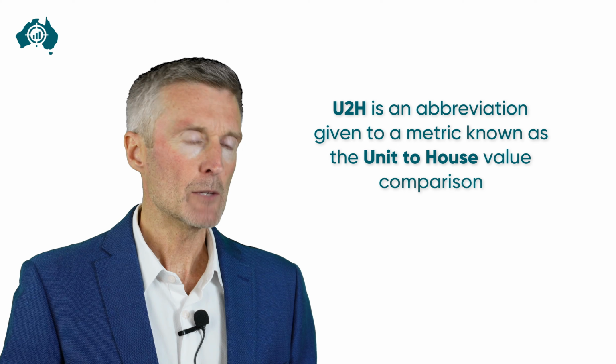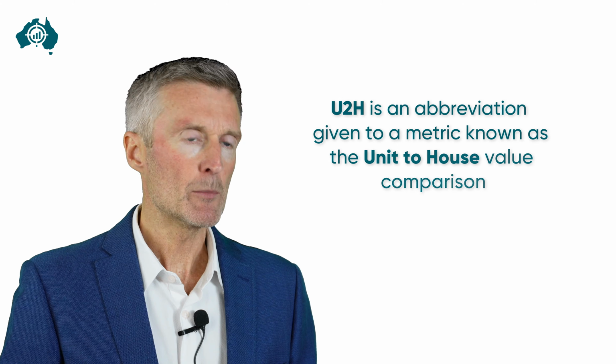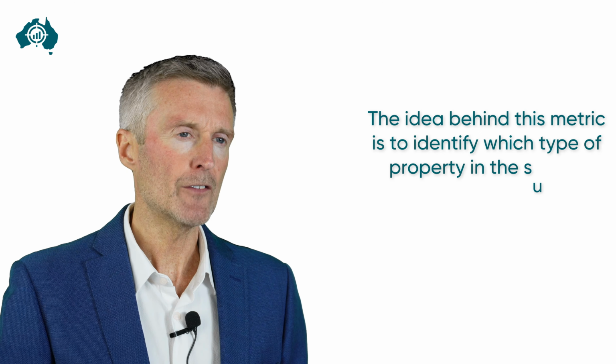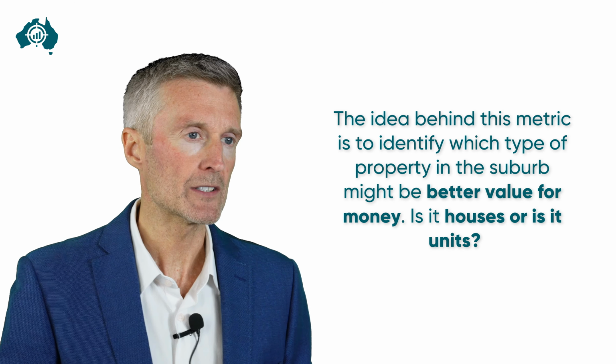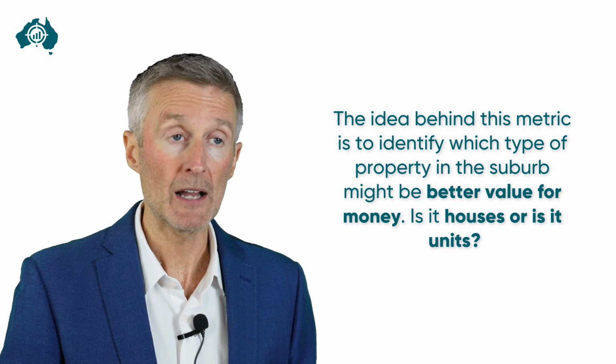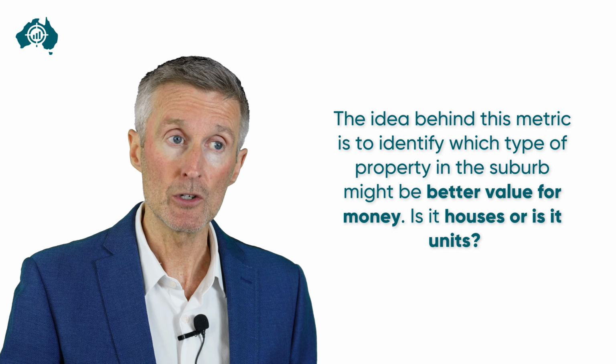U2H is an abbreviation given to a metric known as the unit to house value comparison. The idea behind this metric is to identify which type of property in the suburb might be better value for money. Is it houses or is it units?